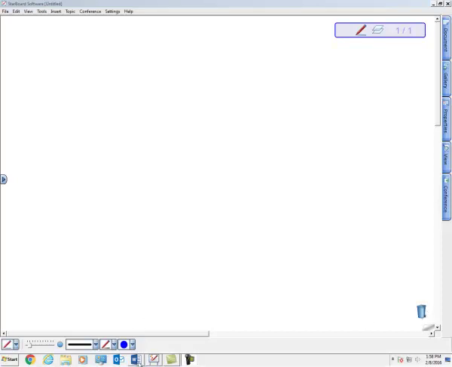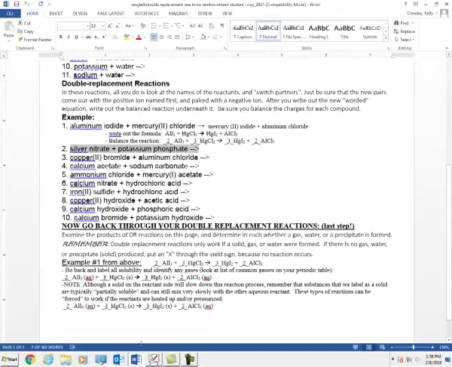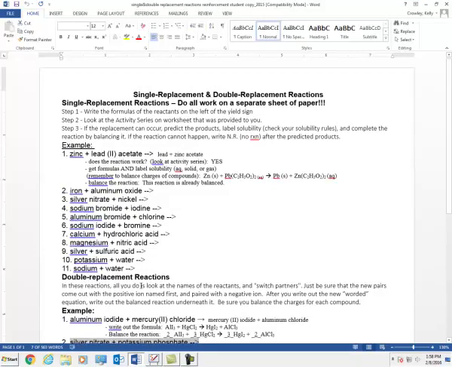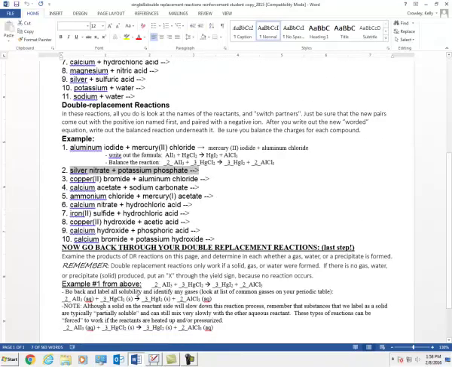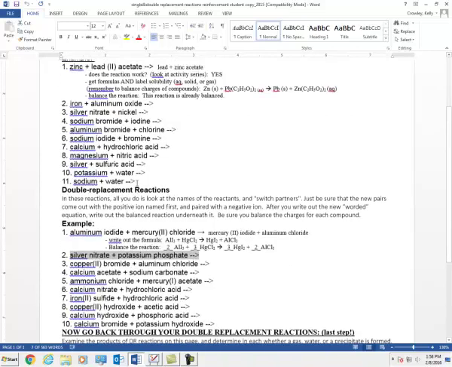We're going to be looking at this homework assignment right here. Got single replacement reactions up at the top, and you've got some double replacement reactions on the bottom. In order to make this process a little easier on you, you're going to want to have your solubility rules in front of you. Alright, let's go ahead and get started.